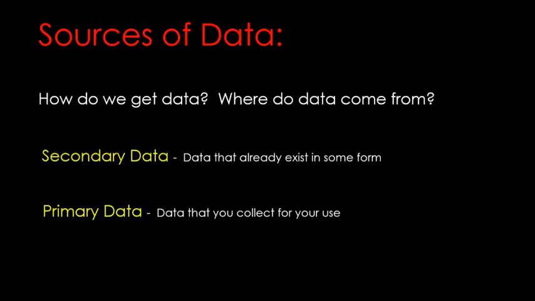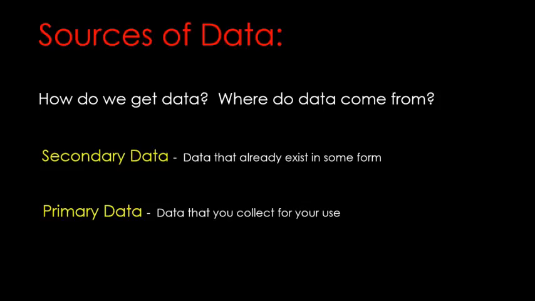The world is full of data and continuously generates data. This data exists waiting for someone to sort through and present the data in a usable fashion. Sometimes we have to go out and collect the data ourselves, and sometimes someone else has already collected the data for us. Data that already exists in some form is called secondary data. Data that we have to go out and collect ourselves is called primary data.